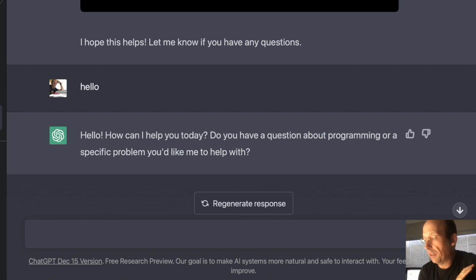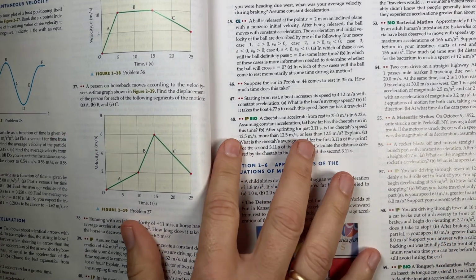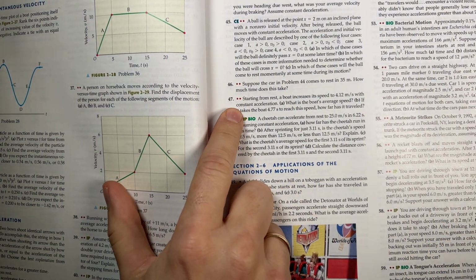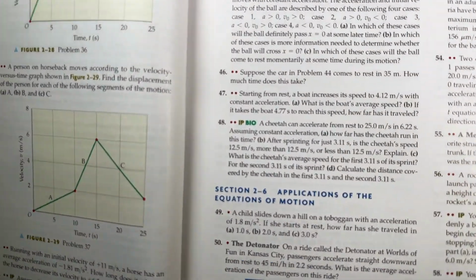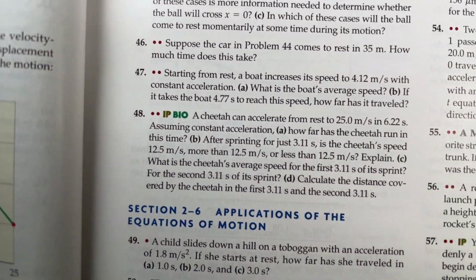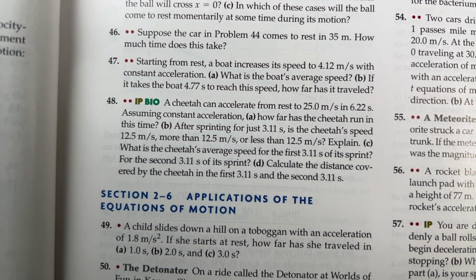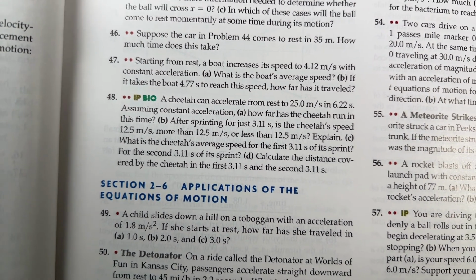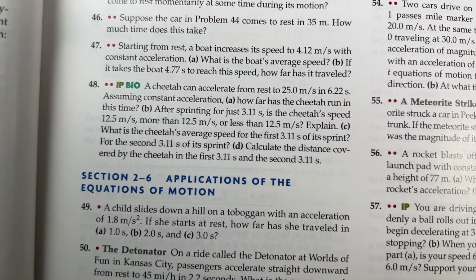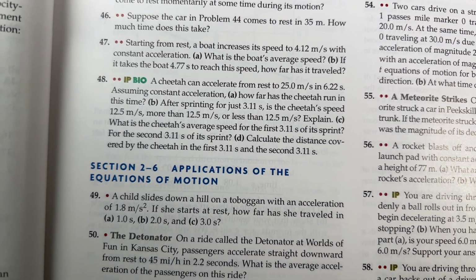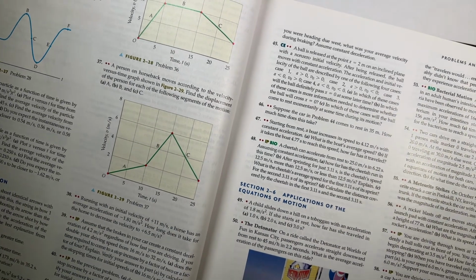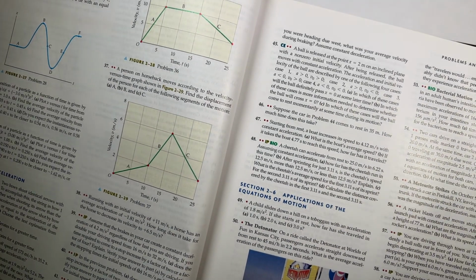I picked just a generic problem. I didn't want it too complicated. It's right here, this one, number 47. Starting from rest, a boat increases its speed to 4.12 meters per second with a constant acceleration. What is the boat's average speed? If it takes 4.77 seconds to reach the speed, how far has it traveled? I don't know if that's a great problem. Let's just type in the first part and see what happens.